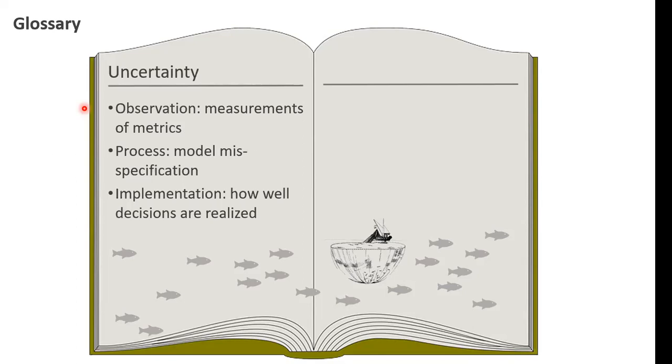And then finally, implementation uncertainty is how well the decisions that we make are actually realized by a fishery. So for instance, if we set a quota at a certain level, what is the uncertainty surrounding what the actual landings are?